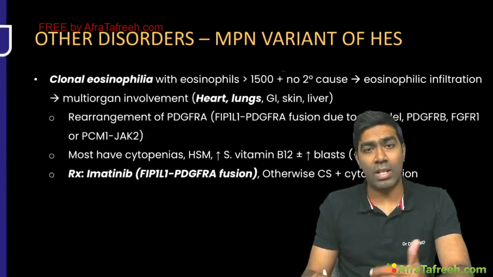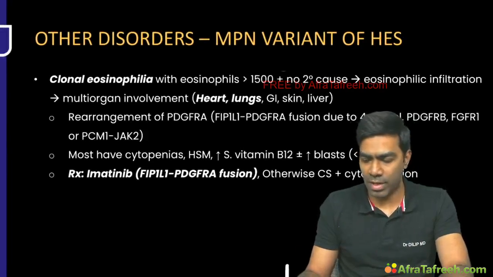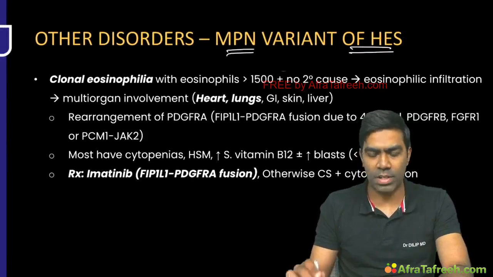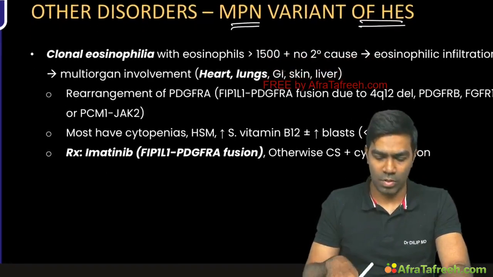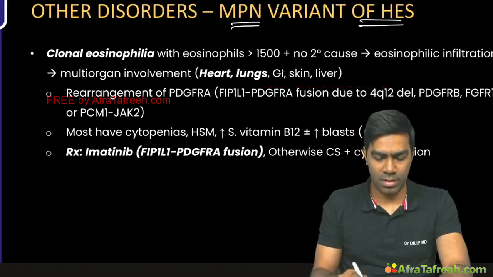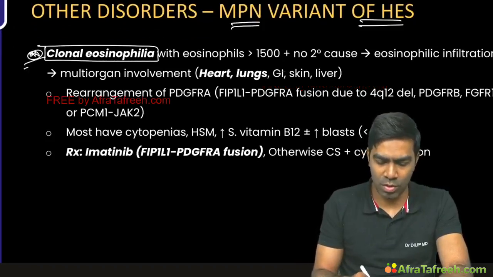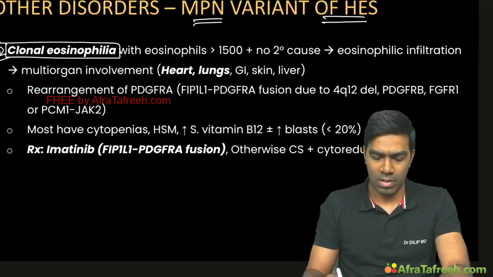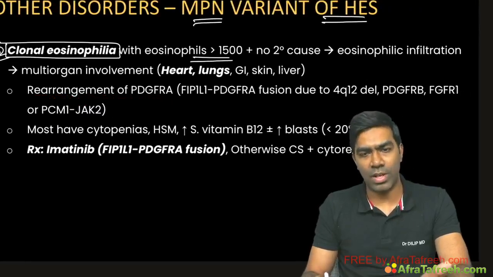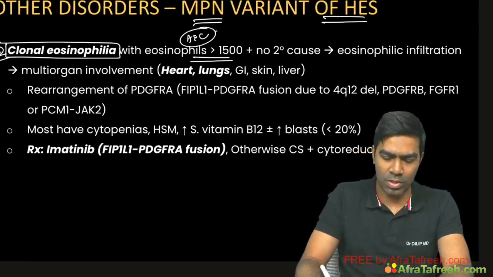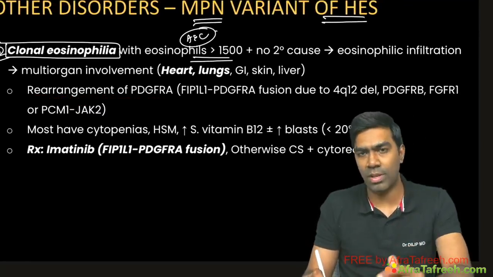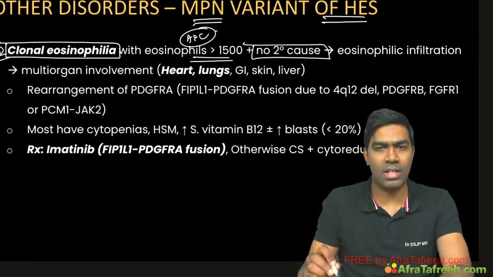Coming to other myeloproliferative neoplasms, we have a myeloproliferative variant of hypereosinophilic syndrome. So what do you mean by MPN variant of HES? The patients are going to have clonal eosinophilia. Very important point. Patients are going to have clonal eosinophilia with eosinophil count more than 1500, which means the absolute eosinophil count will be more than 1500, severe eosinophilia. Plus, you should not have any secondary cause.